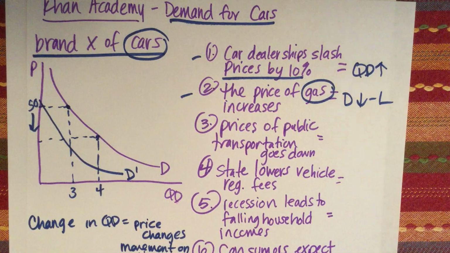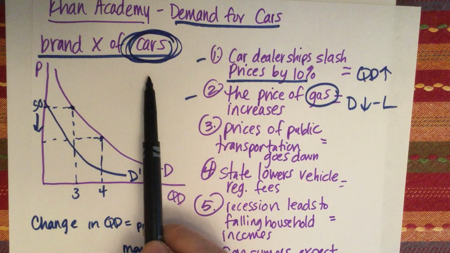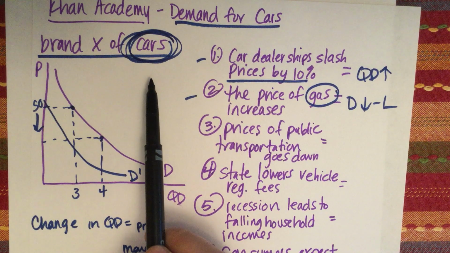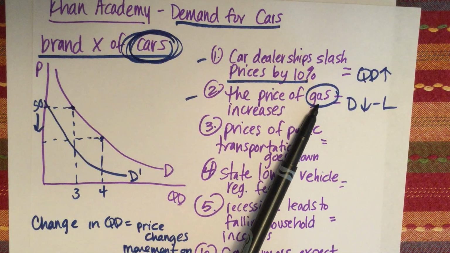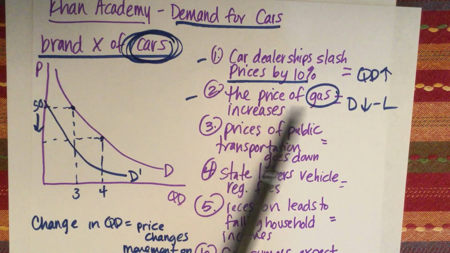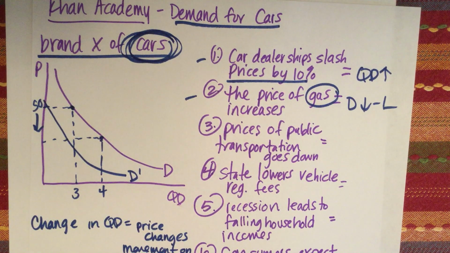Okay, so I hope that that's the difference. You have to look specifically at the market in which they're asking you if demand is affected. This is for the demand for cars, not the demand for gasoline. If it had been in the market for gasoline, then the price changing would have been a movement along the line, not a change of the entire curve. So I hope that has helped explain it.